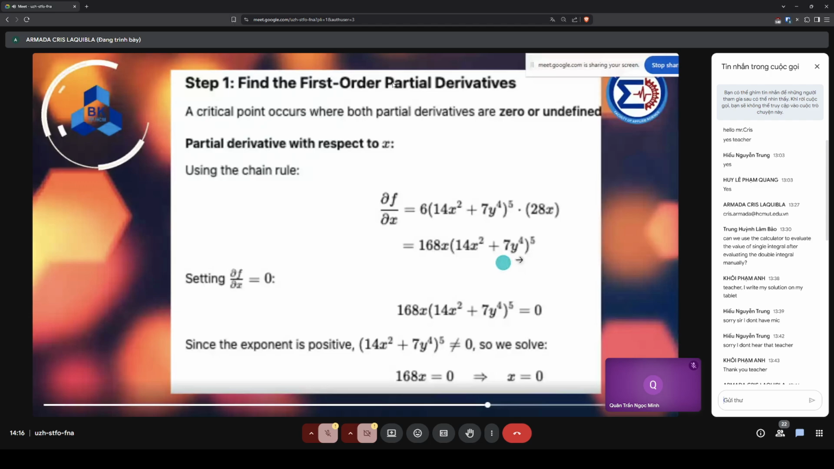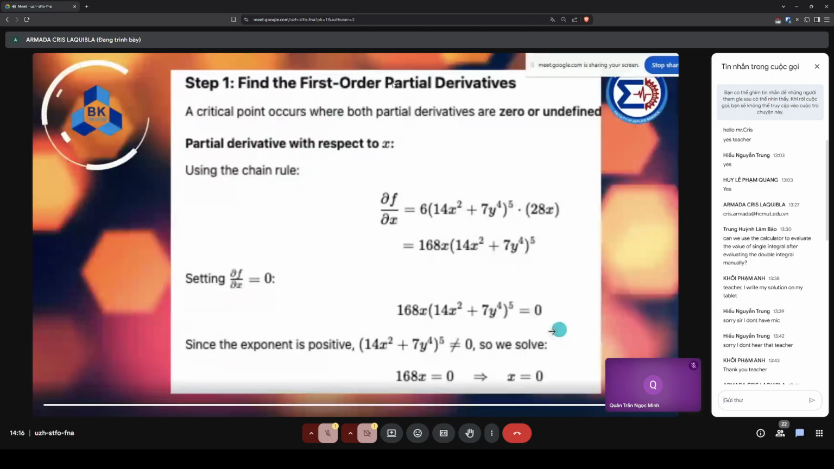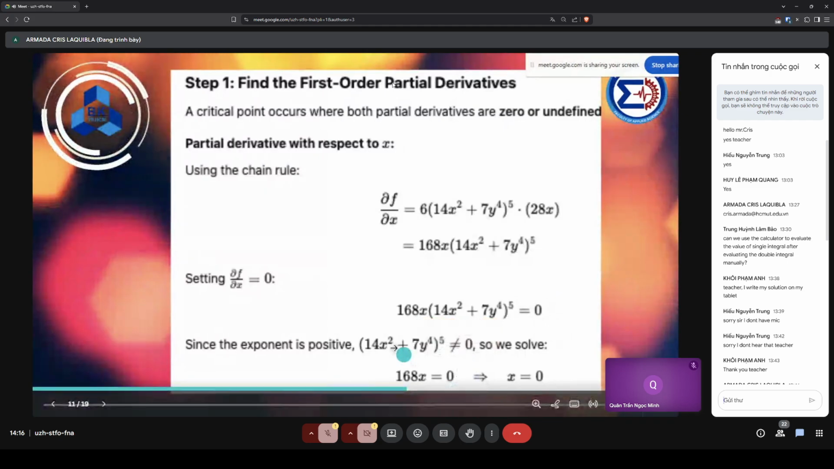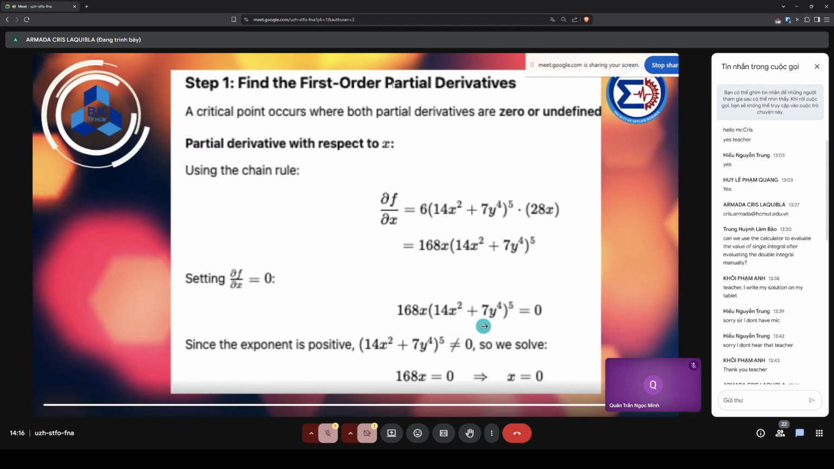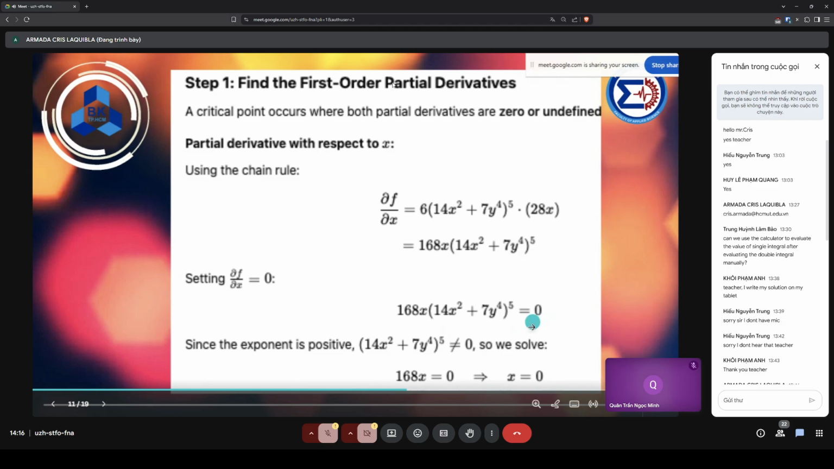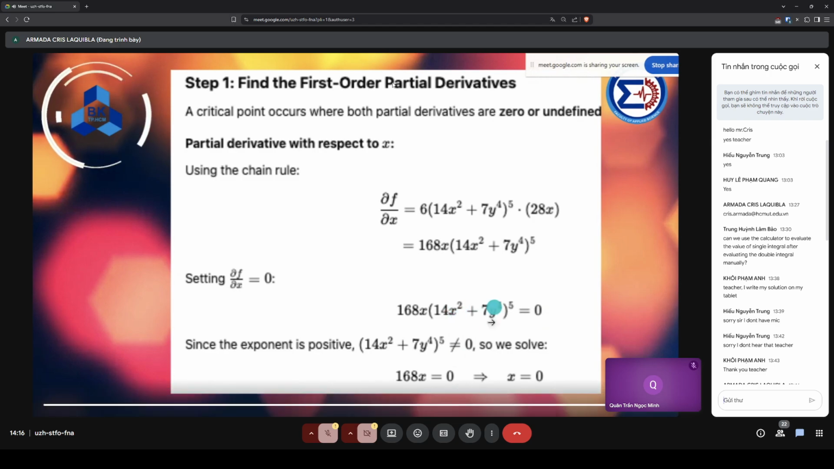And this one, now we set that equal to 0, correct? And then after that, we have this one. 168x is equal to 0. And then, this factor here, class, if you equate that to 0, it will never be equal to 0. Why? This is to the power of 2, and this is to the power of 4. So the result here is always positive, correct?